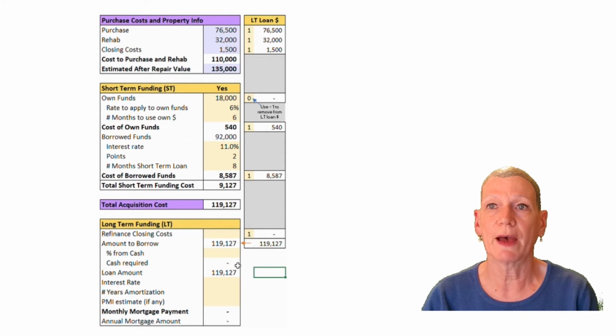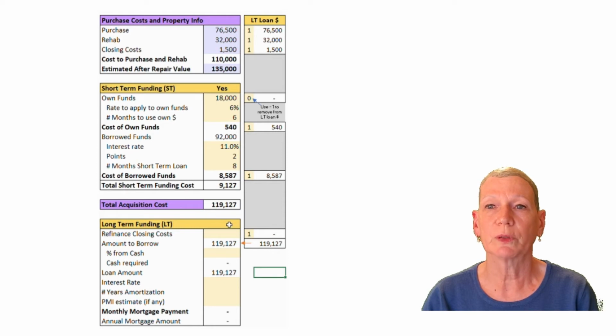But you have the ability to include or not include various portions of your total cost in your long-term loan. Right now, the way we have this set up is it's showing your total acquisition cost is the entire amount of what it costs you to purchase, rehab, pay your closing costs, and pay your own cost of funds and the amount that you're going to have to pay to your short-term lender. That's your total acquisition cost.